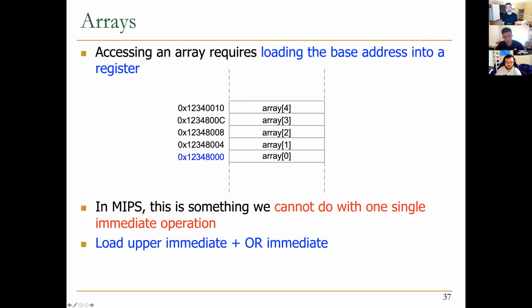Why did the designer of MIPS not give us any instruction in order to make this happen, to give it a 32-bit number such as this and load it into a register? Can anyone elaborate on that, answer that? Any one of you want to volunteer?